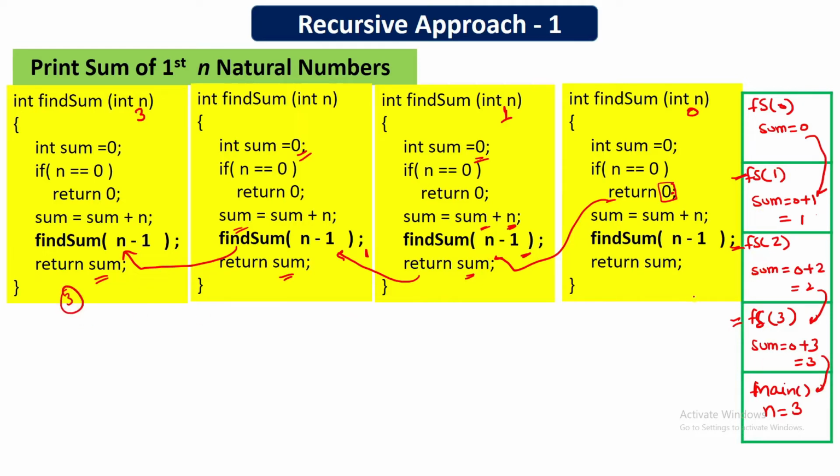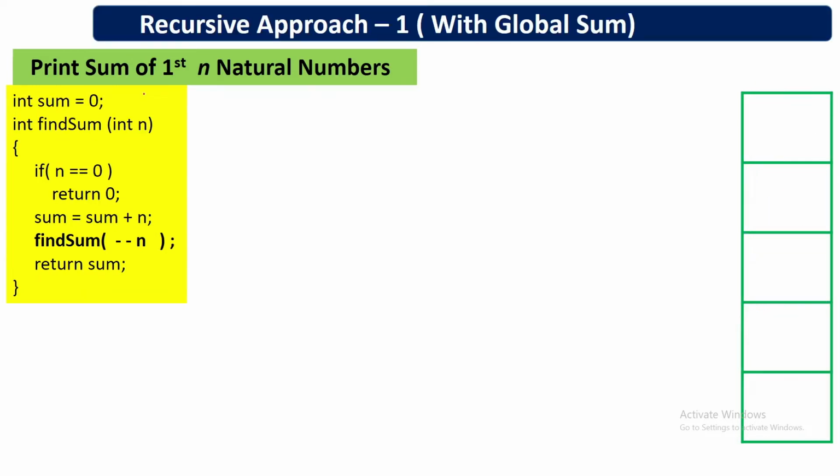Now let's make the sum variable a global variable, so that sum has only one copy, and all these functions fs3, fs2, fs1, fs0 will use the single copy of the sum variable. So this is the solution using the global variable sum. Here this is the global sum, and the initial value of this global variable, as you know, is 0. If you just write int sum also, this program will work fine.